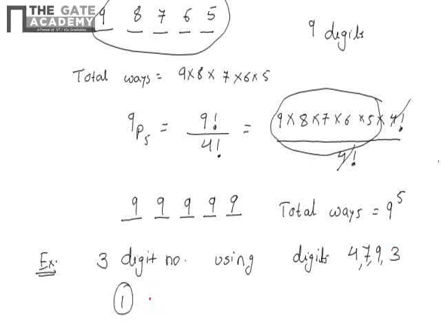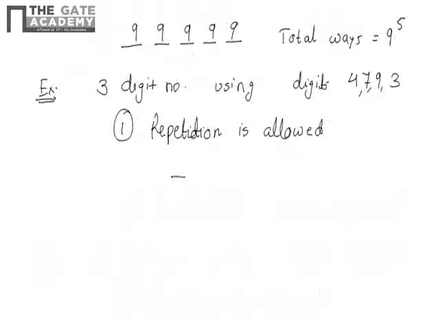They will specify these cases in the exam. First, repetition is allowed. If repetition is allowed, we can choose the first digit in 4 ways because there are 4 digits, another also in 4 ways, and the last one is also in 4 ways. So the total ways will be 4 cube, that is 64.